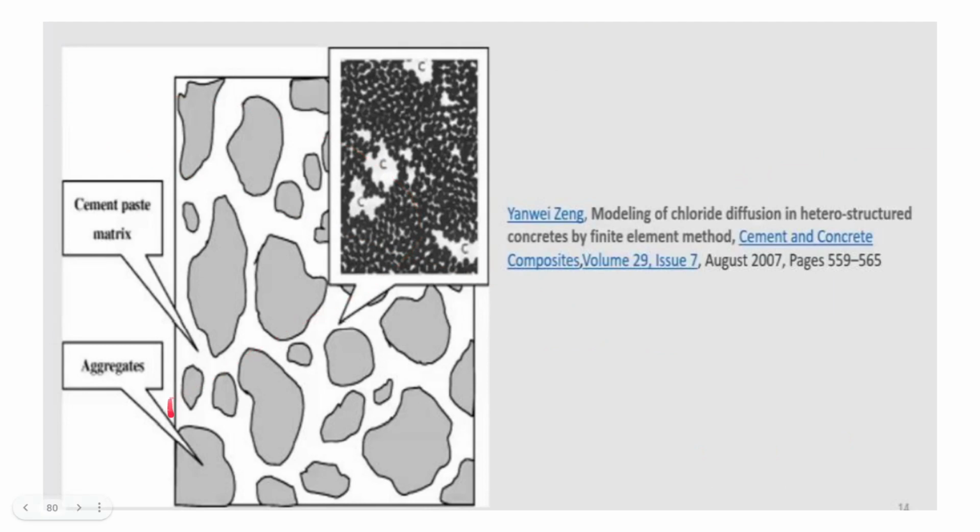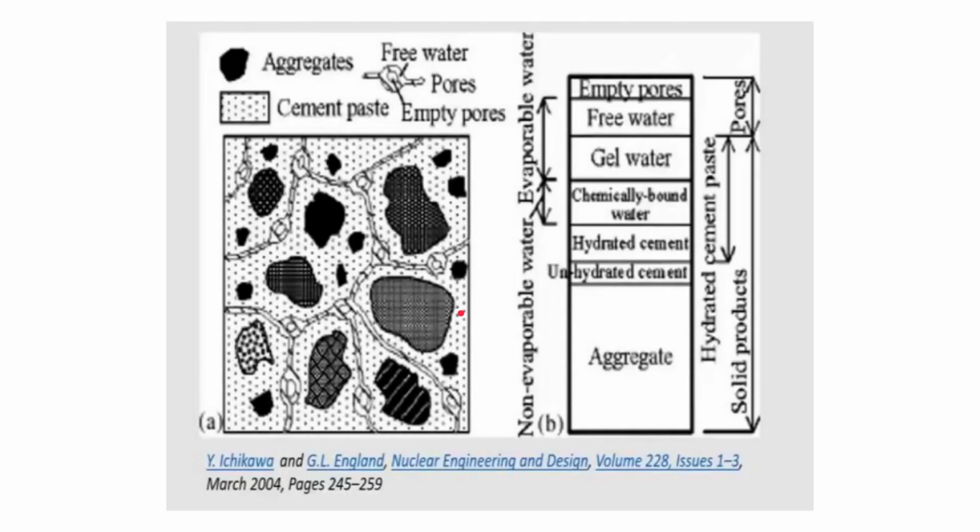So here, as you can see, this is the aggregate, this is the cement paste matrix, and here, this space is mainly dependent for the generation of pores and the presence of unreacted water. So the more water present, the more will be the porosity, and the more will be the channels, the porous medium for ingress of all those unwanted materials, such as chloride ions, which result in corrosion.